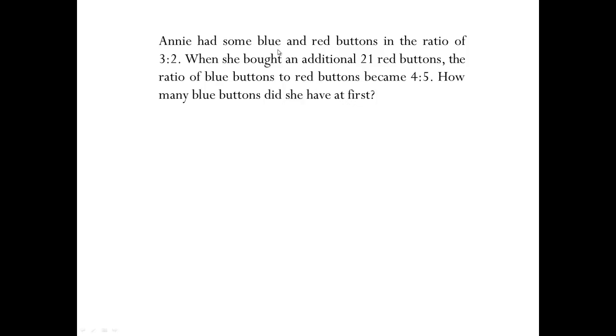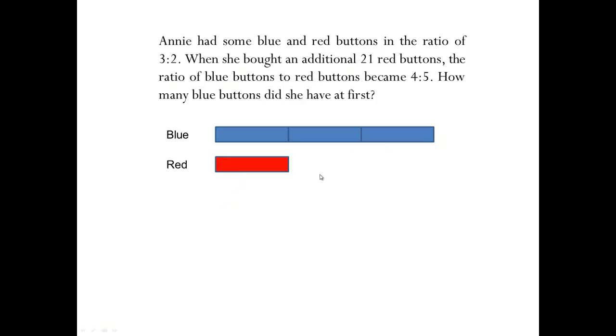Now, the initial blue to red buttons is 3:2. We can first represent that with a model. For blue, we have 1, 2, and 3 units. Similarly, for red, we have 1 and 2, representing the ratio 3:2. Now, this is the situation before. Let us consider what happens next.